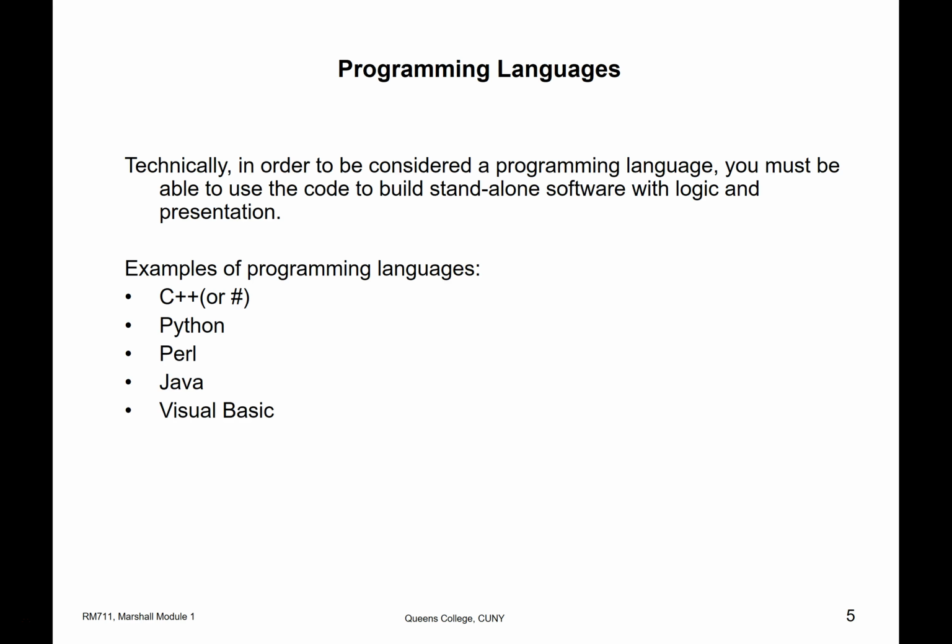So technically, in order to be considered a programming language, you must be able to use the code to build standalone software with logic and presentation. Some examples here: C++ or C#. Python is a big one in finance. Perl, Java is a big one also, and Visual Basic.